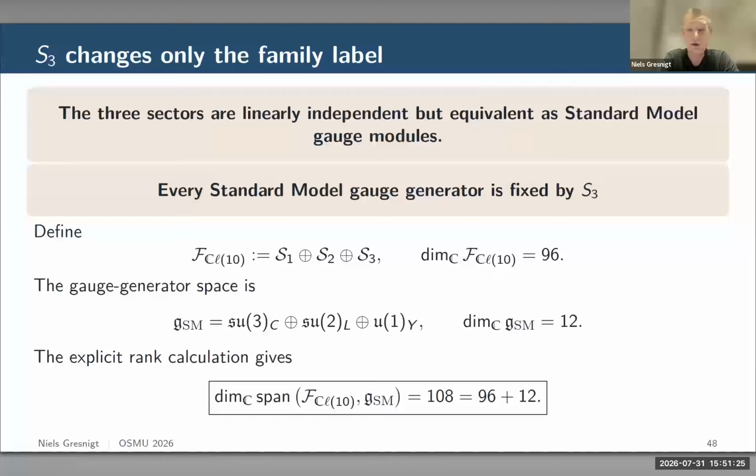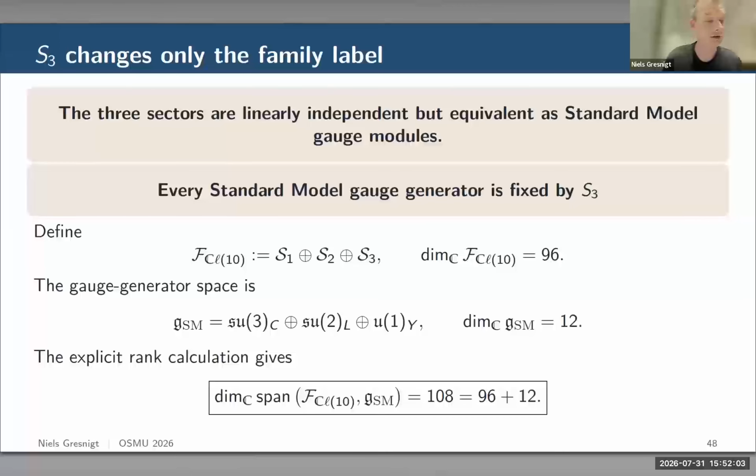And then an additional check you can do is that if you look at the gauge generator space, that is 12-dimensional, and all those generators are also linearly independent from the fermions. So in total, the fermions give you 96 dimensions, and the gauge space gives you 12 dimensions, and they're all linearly independent. So you have 108 linearly independent algebraic objects.